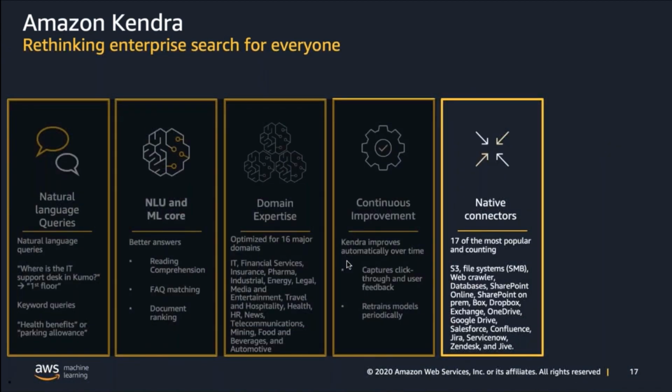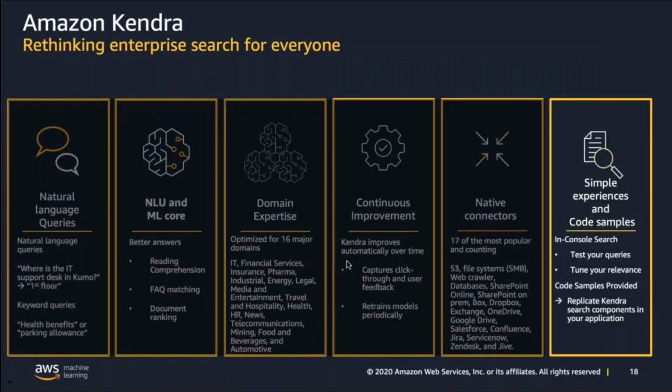Kendra has native connector support. It's going to have 17 of the native connector support for 2020. We have S3 file systems. We want to have web crawlers. We'll have SharePoint Online. We have Box, Dropbox, many more. Kendra also provides simple experiences in the console. You'll be able to test your queries in console. It provides you an ability to even tune the relevance model, which I will talk about later. Kendra also comes with code samples, so you can get started with building your Kendra search application quickly.